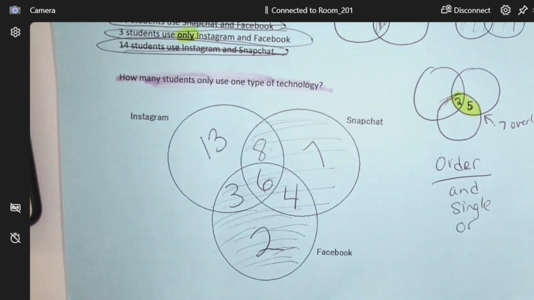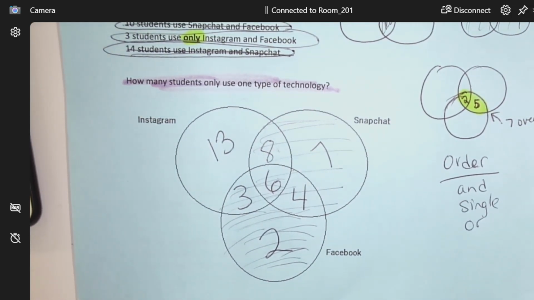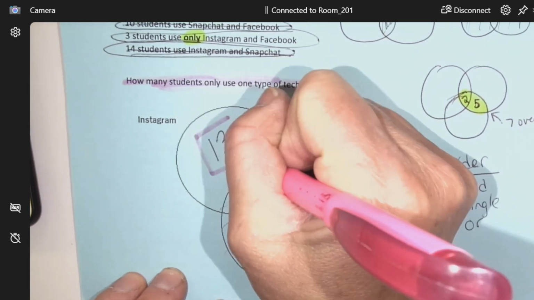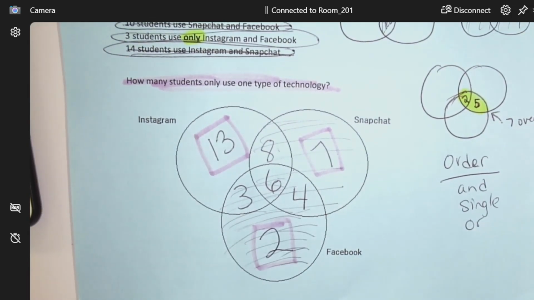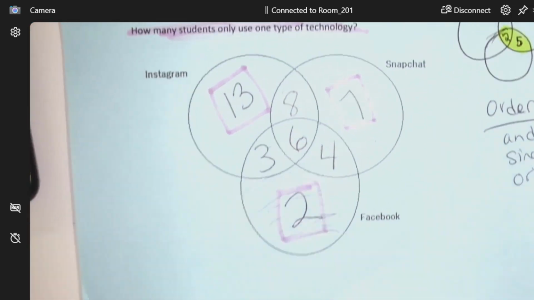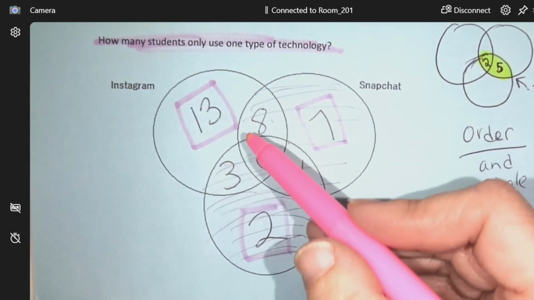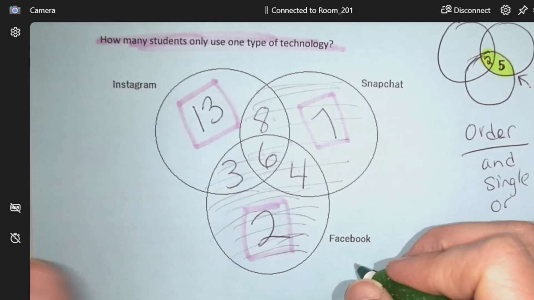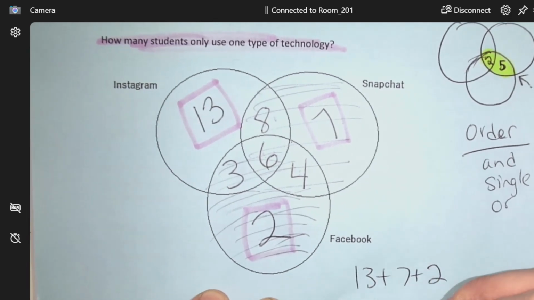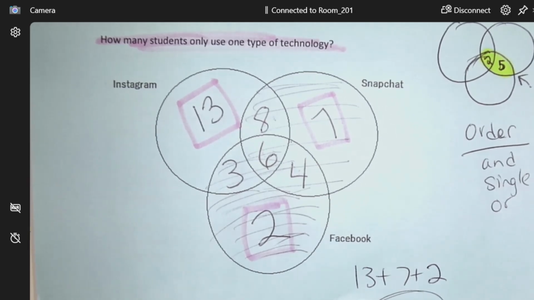How many students only use one type of technology? So where on this diagram would you see people only using one thing? These people use one of them because these people are in an overlap, which means they're using multiple. So 13 plus 7 plus 2. There's 22 that use only one type.